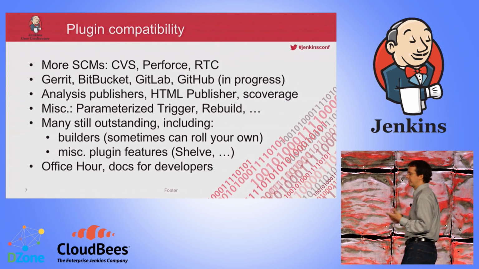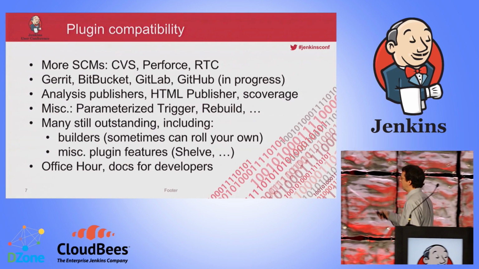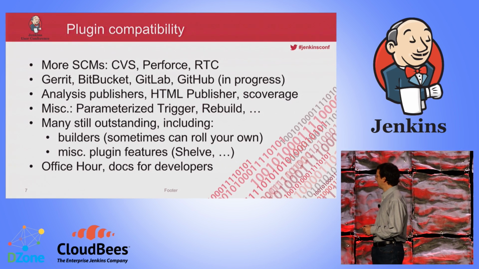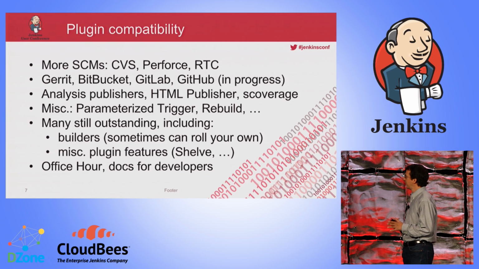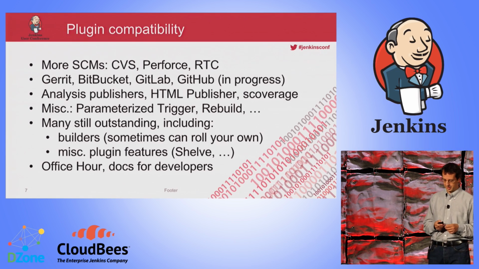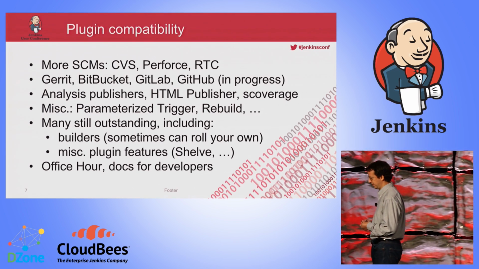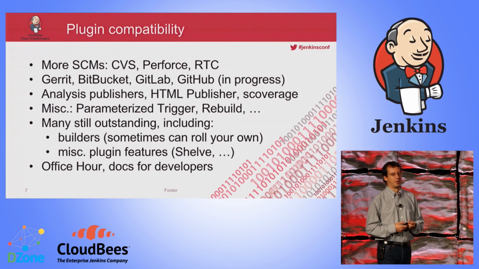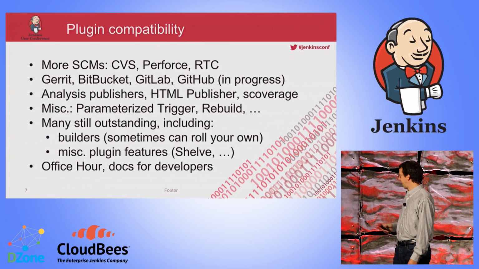When we launched, we had version control support for Git, Mercurial, and Subversion. People who maintain CVS, Perforce, Rational Team Concert plugins have lately been adding support for workflow to those. The second line, Gerrit, and so on, these are ways of starting your job under certain conditions. Probably the most frequently requested one is the GitHub push trigger. And I haven't checked my email this morning, but I expect that to be merged any day now. So we'll be able to use that.